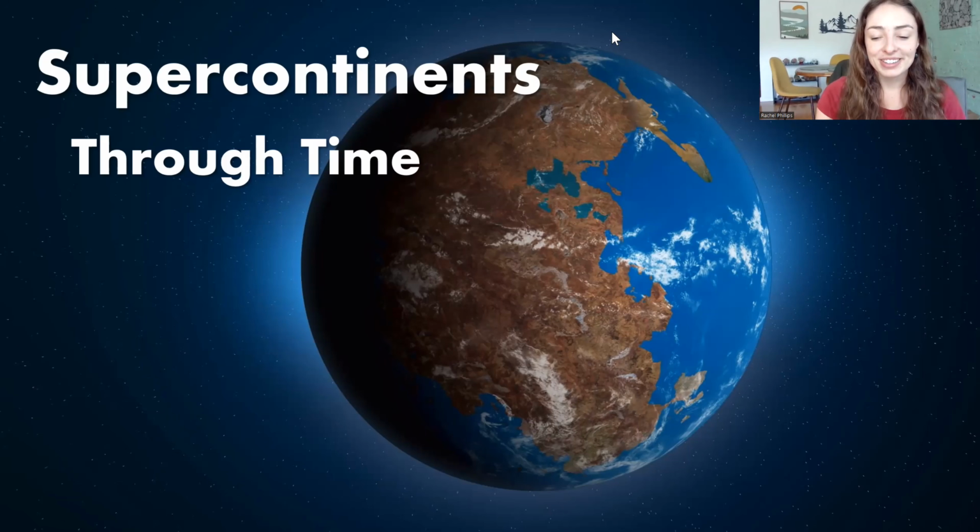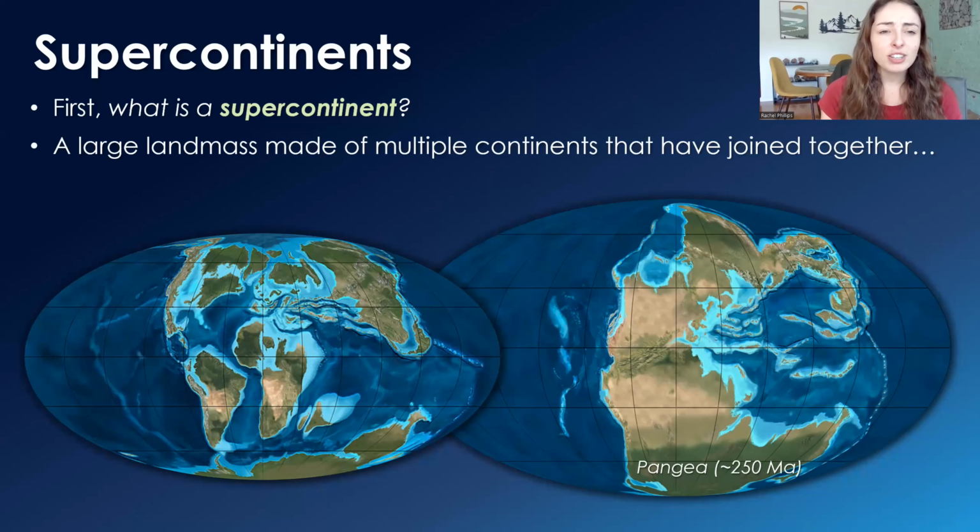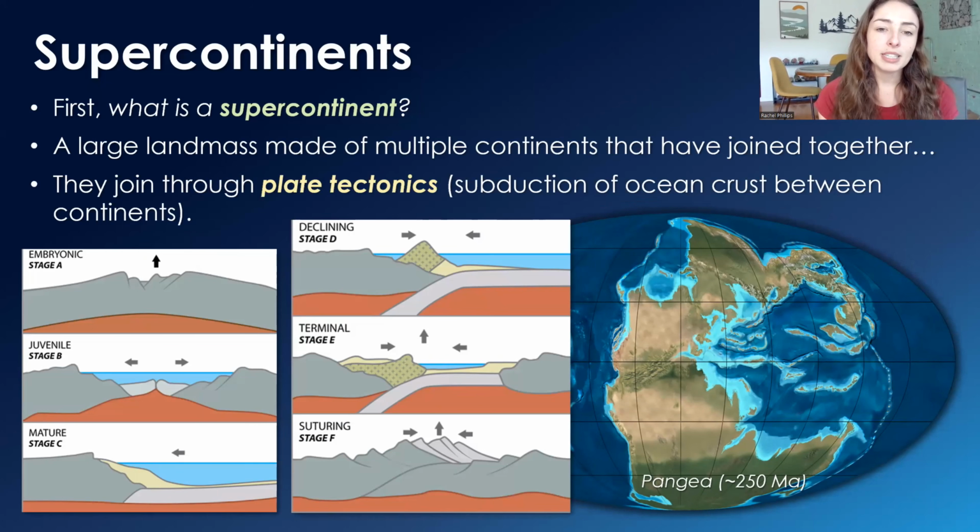So let's get started. First, let's start with some background information, like what is a supercontinent? What actually defines a supercontinent? Well, it's just a large landmass made of multiple continents that have joined together. They join together through plate tectonics, essentially the subduction of ocean crust between continental crust landmasses.